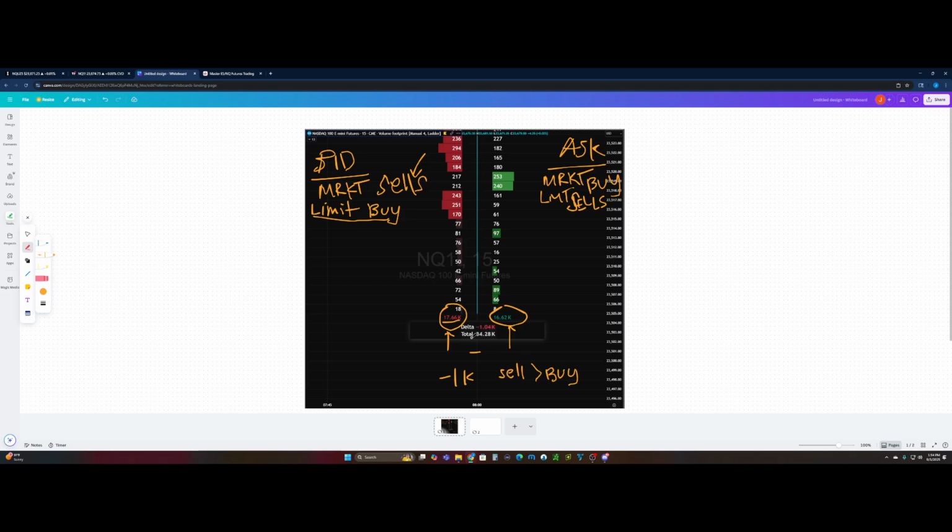And then you have a total volume traded. So this 15-minute candle that we have here has a total of 34,000 contracts traded.